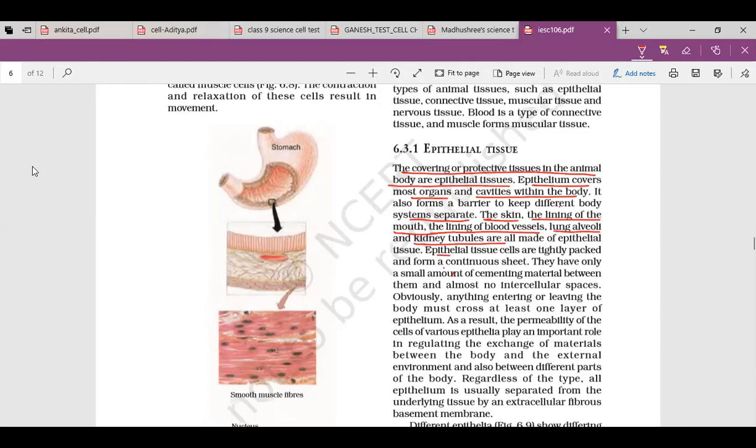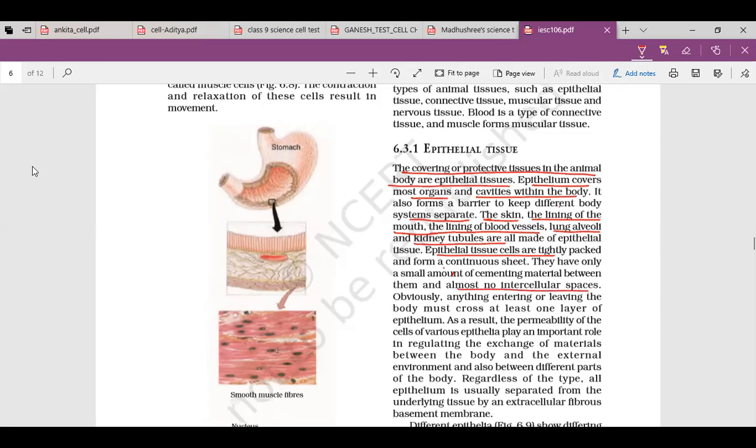Yes, ma'am. In epithelial tissues, the cells are tightly packed and form a continuous sheet. They have only a small amount of cementing material between them. In between them there is a material which binds them together, but a very small amount is present. There are almost no intercellular spaces.